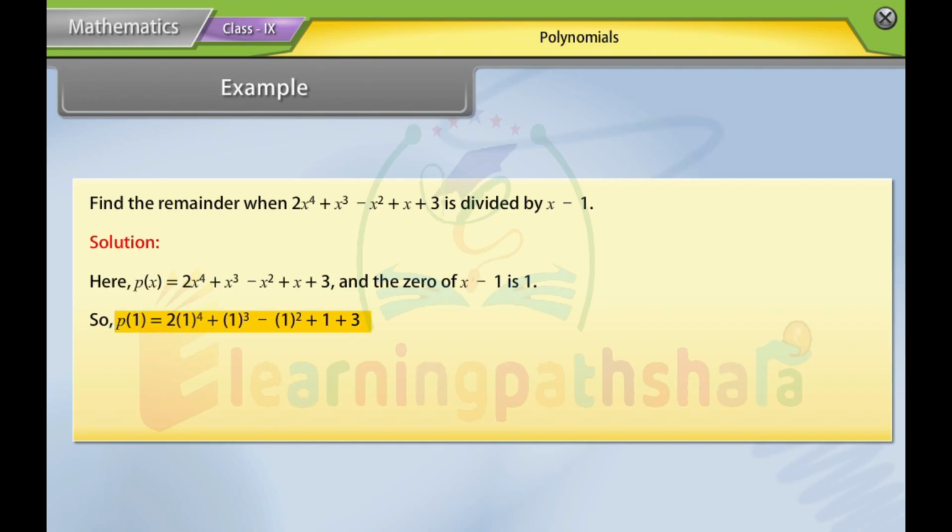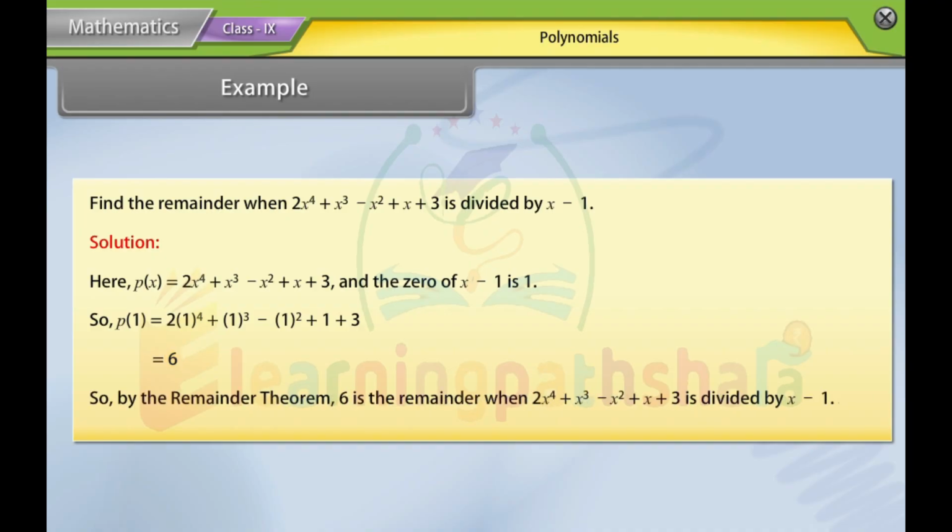So p(1) is equal to 2 into 1 raised to the power 4 plus 1 raised to the power 3 minus 1 raised to the power 2 plus 1 plus 3, which is equal to 6. So by the remainder theorem, 6 is the remainder when 2x raised to the power 4 plus x raised to the power 3 minus x square plus x plus 3 is divided by x minus 1.